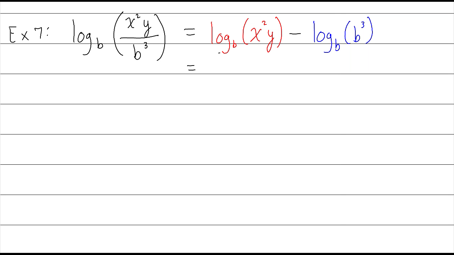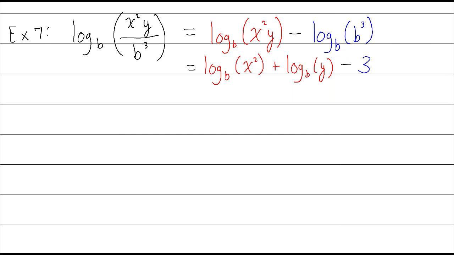This red piece on the left has multiplication inside. That's a product, so I'm going to use the product rule, which just means to write this out as a sum, as addition. Log base b of x squared plus log base b of y, minus, what happens here? Yeah, look at that. The bases match. They cancel out, leaves me with a 3.